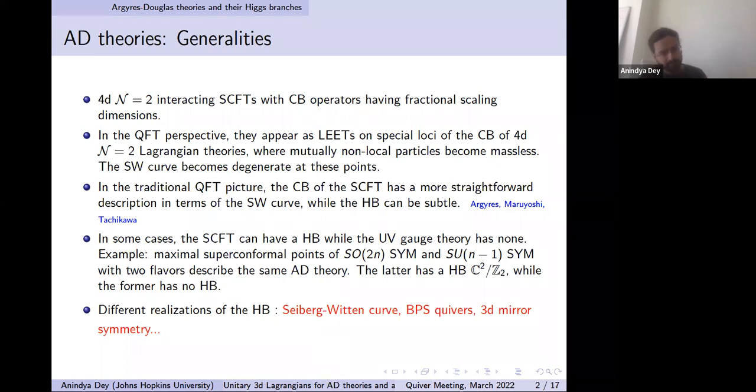Now, in this traditional QFT picture, the Coulomb branch of the SCFT has a more straightforward description in terms of the Seiberg-Witten curve, while the Higgs branch can be a little subtle.